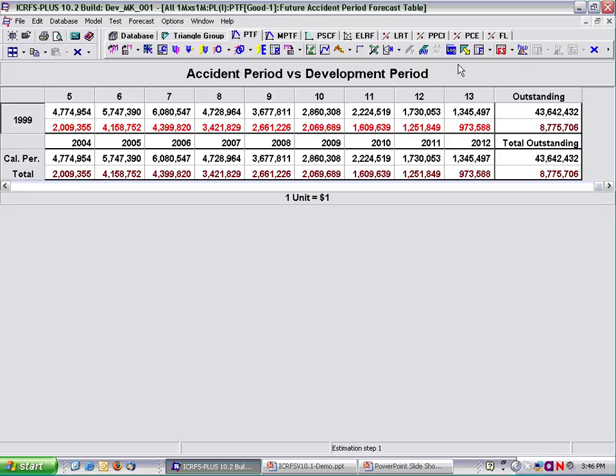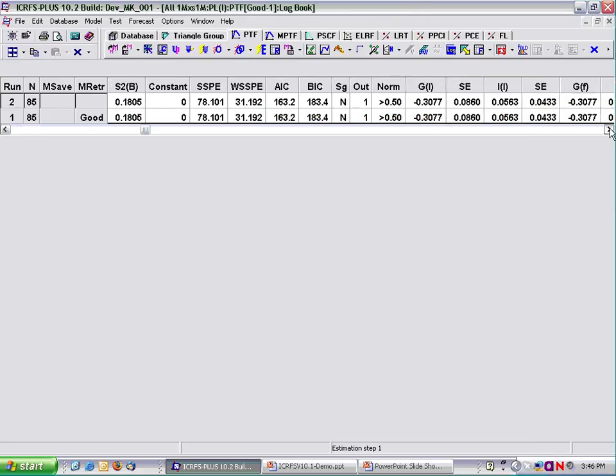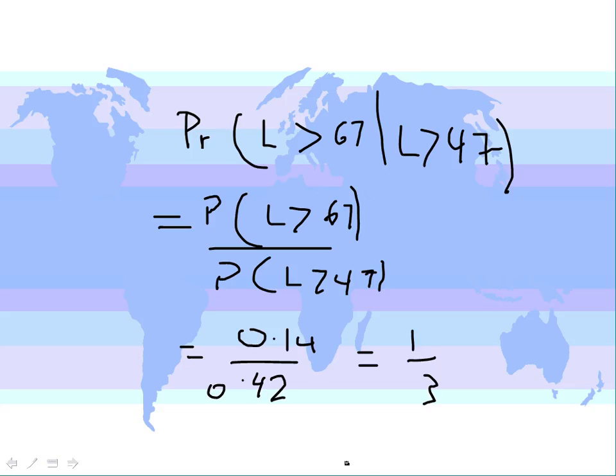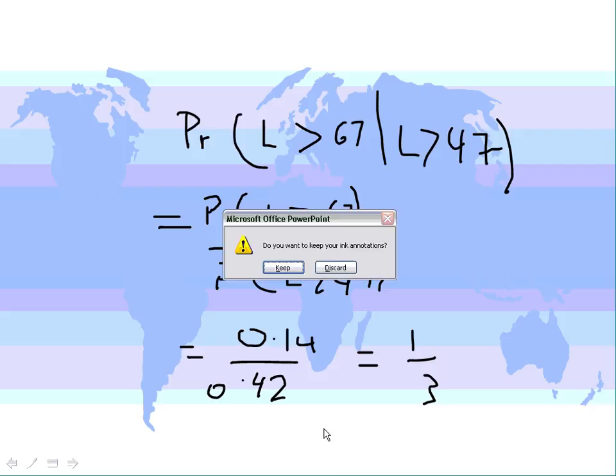If you now look at the forecast of the total reserve, can you see the mean has dropped from 244 million to 35, and the standard deviation of the reserve distribution has dropped from 60 to $18.7 million. Why is it that parameter uncertainty also increases the mean? And you can find this out. This is a fundamental law in finance. It's a fundamental result in finance. And you'll probably find this in most finance textbooks, first year university or first year college.